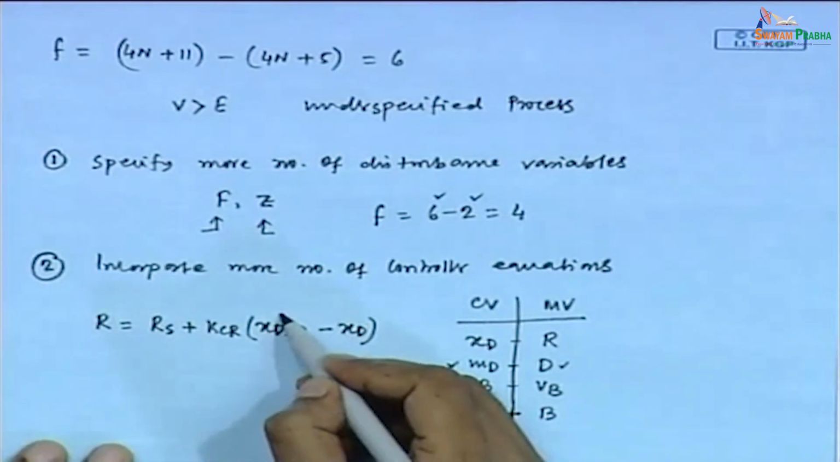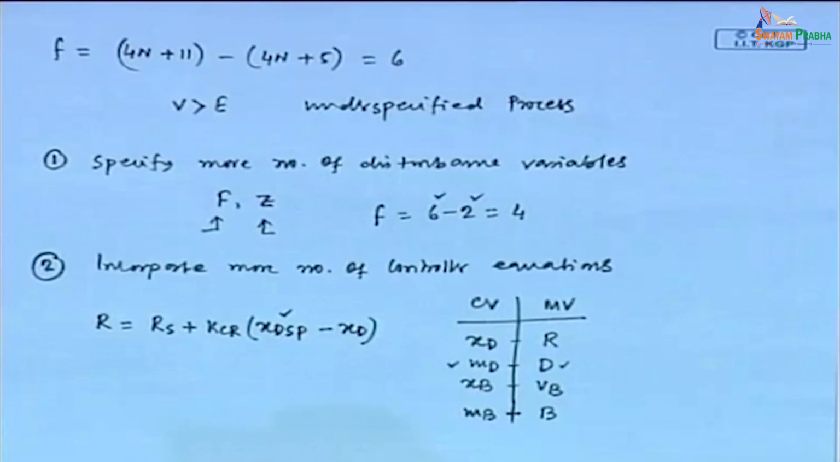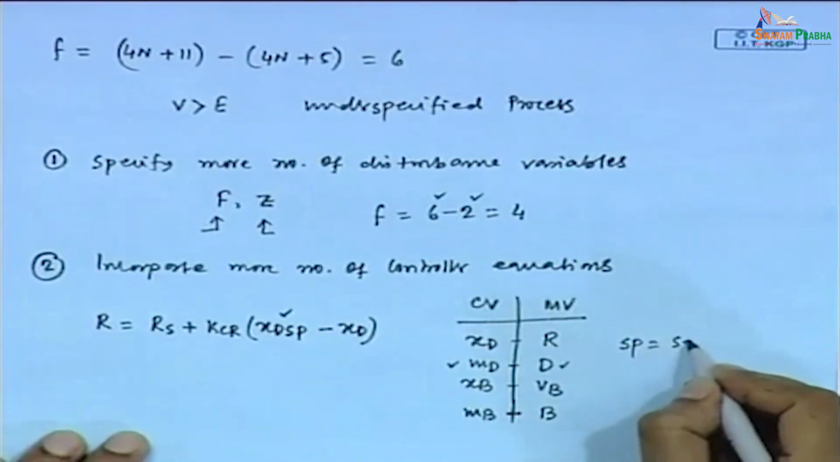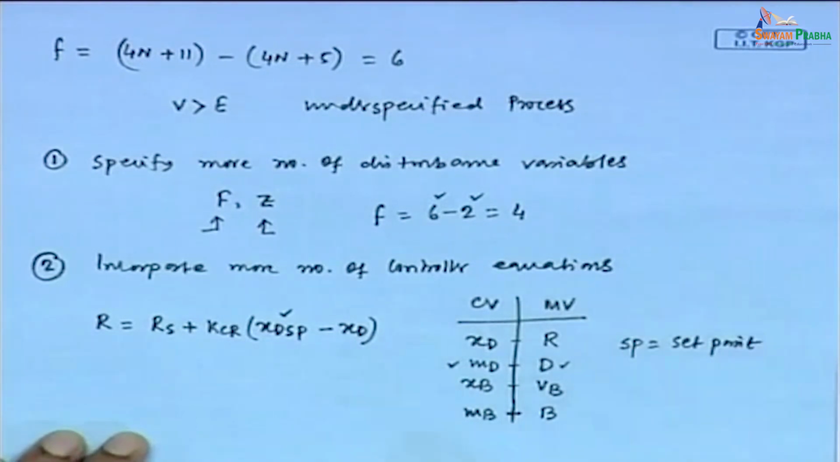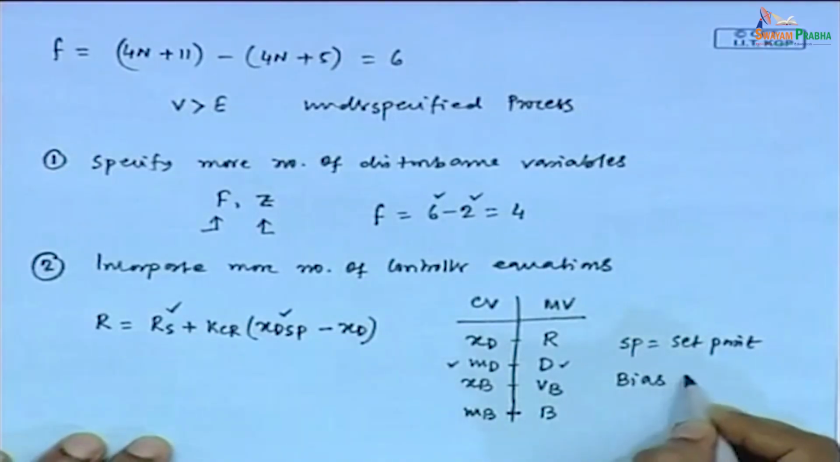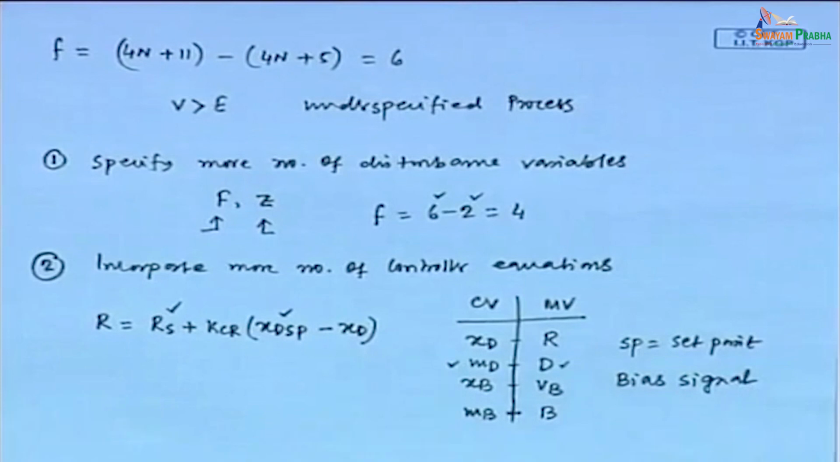Previously we have used suffix D for the desired value. Here we are using SP. SP is the set point. Fine. SP denotes set point. Set point is nothing but the desired value. Fine. And this RS is the steady state value of R. In process control, we call RS as bias signal, that is basically the steady state value of reflux rate R.